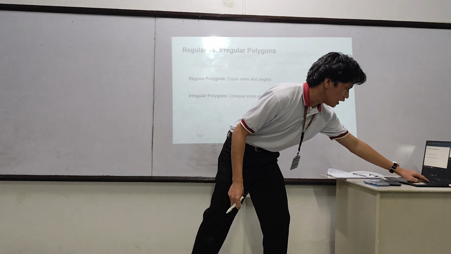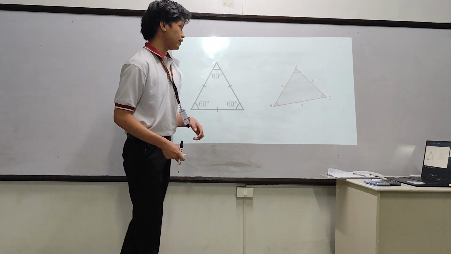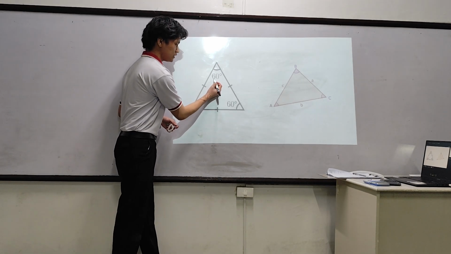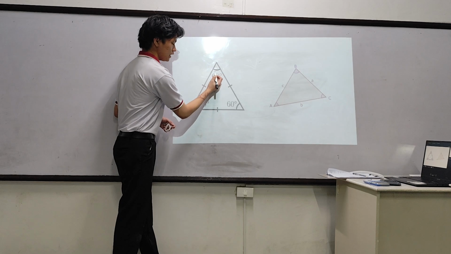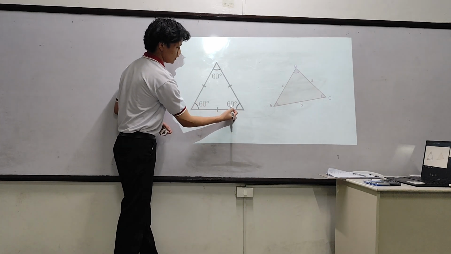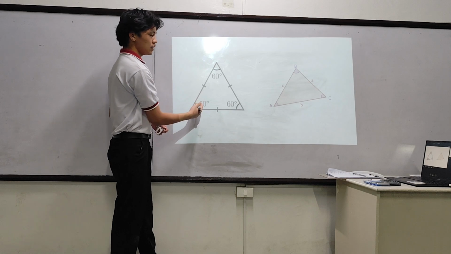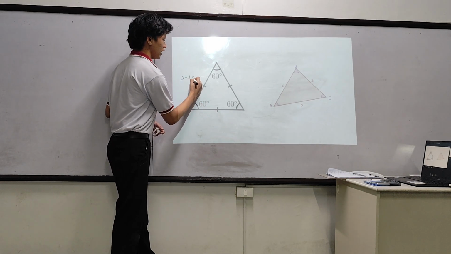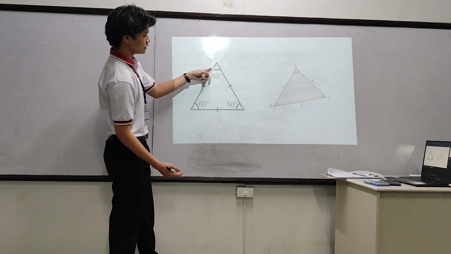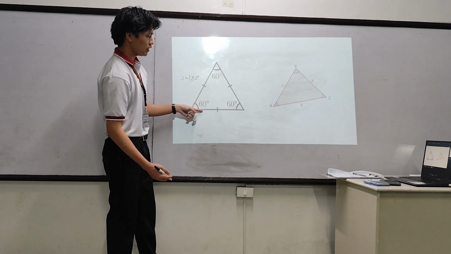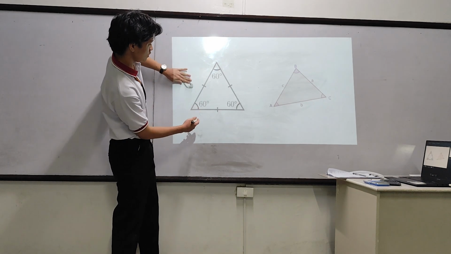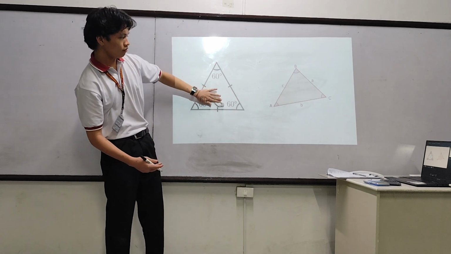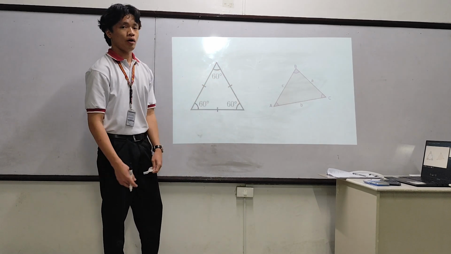One example is this. This is an equilateral triangle, which means it has three equal angles, 60 degrees, 60 degrees, 60 degrees, which sum up to 180 degrees, and its sides are also equal, as this indicates. And we also have an irregular polygon.